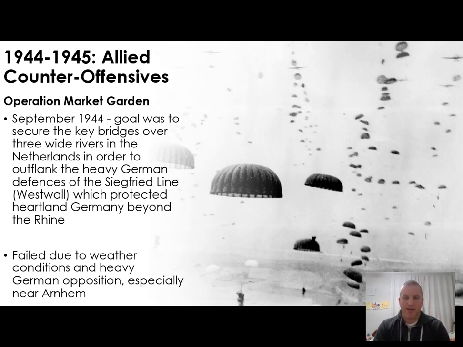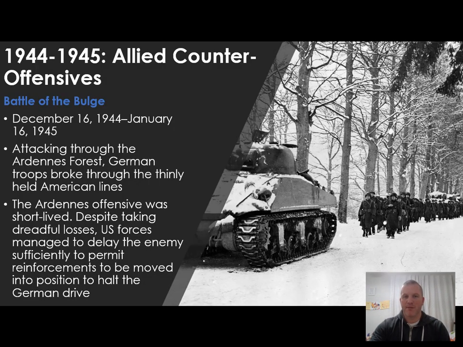A couple of key battles as they go across: Operation Market Garden, a mass parachute drop where they're trying to get key bridges. They capture some of them. They don't get all of them. If you've heard the saying, "A bridge too far," this is where it comes from. Ultimately it fails because of weather conditions, and because the Germans fight back. Don't have time to keep going through it.